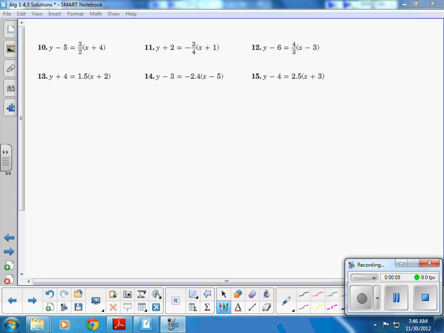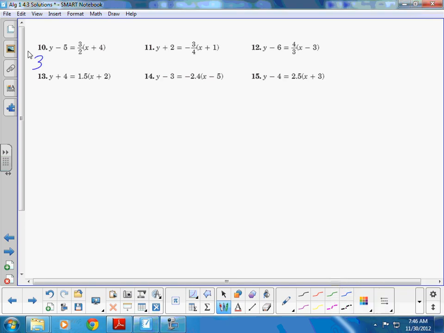All right, this is number 10. The answer is 3x minus 2y equaling a negative 22. Number 11 is 3x plus 4y equaling a negative 11. Number 12 is 4x minus 3y equaling a negative 6.